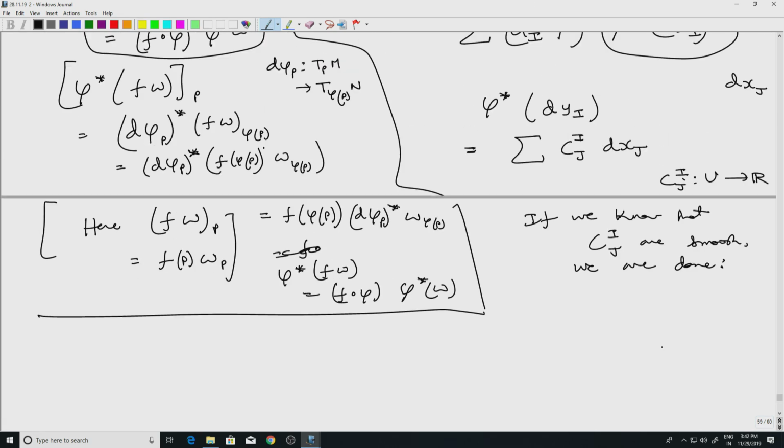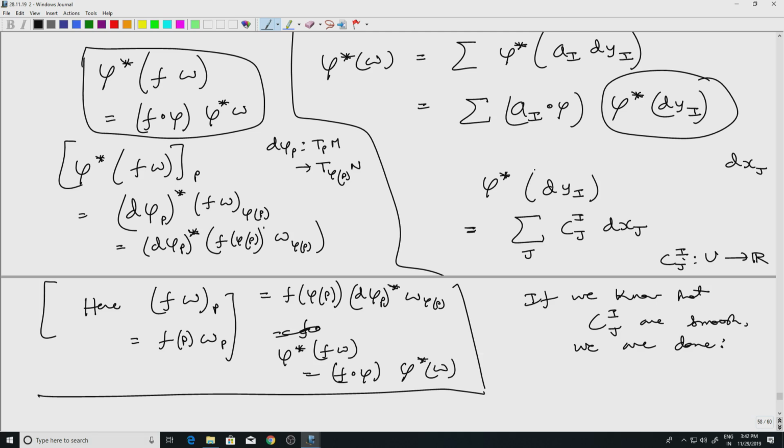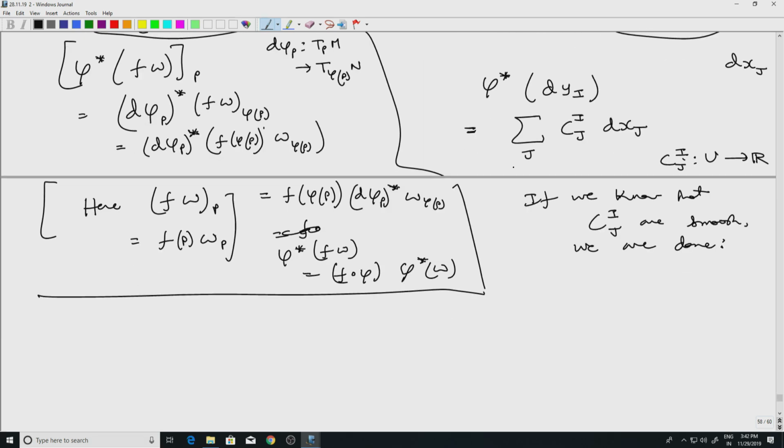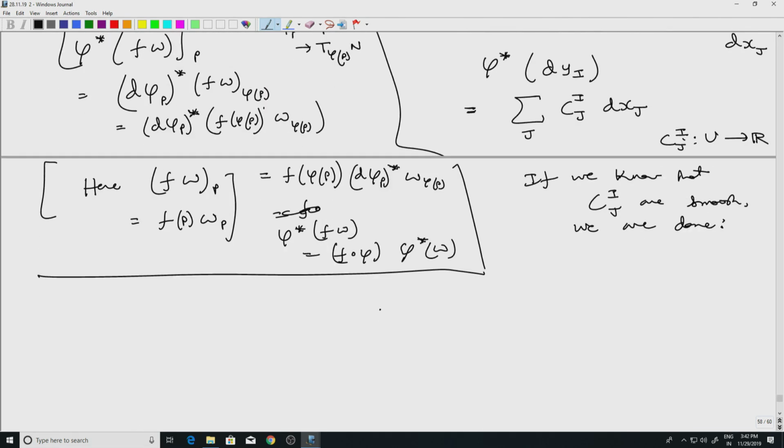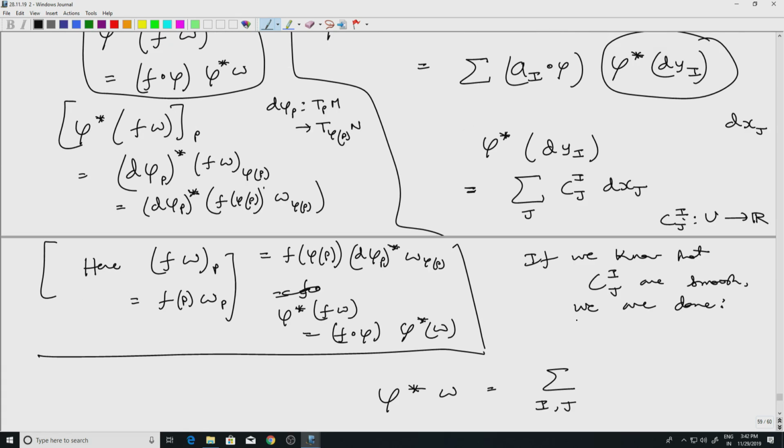Why? Well, it's just a matter of plugging in. Here the summation is over J. For each of these phi star dy_I, one has an expansion like this, and we just go back and plug it in there. What one gets is phi star omega equals a summation over I as well as J. Now this thing is still sticking around, A_I composed with phi.